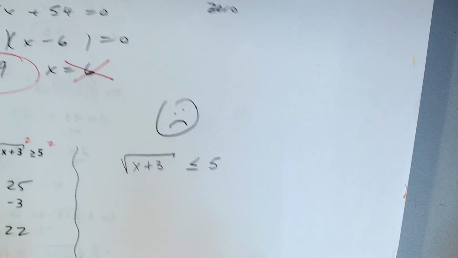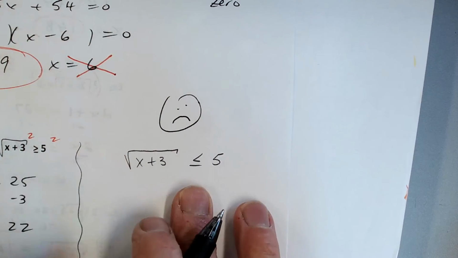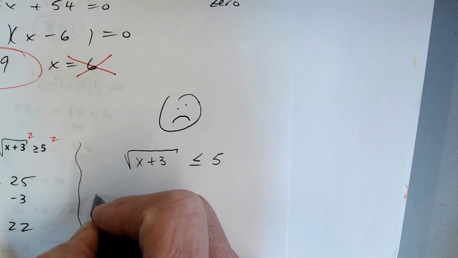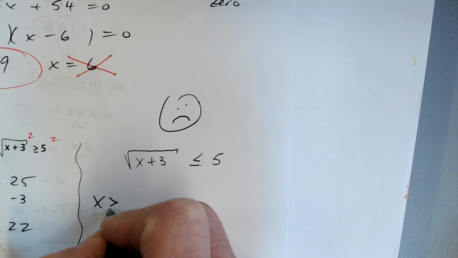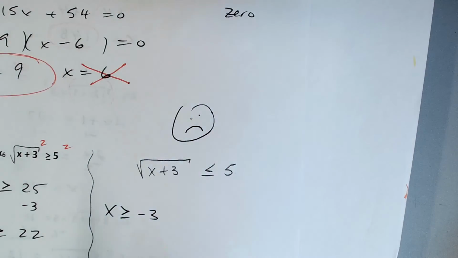Let's see if we can be smart about it. This cannot be negative. So before you even start this problem, I'm going to say that x needs to be greater than or equal to negative 3. Okay, I'm going to highlight that. Okay? Before I even start this problem.